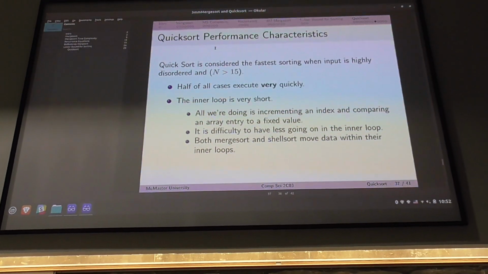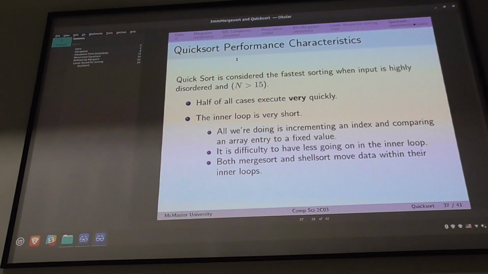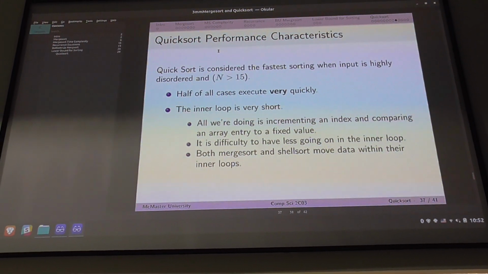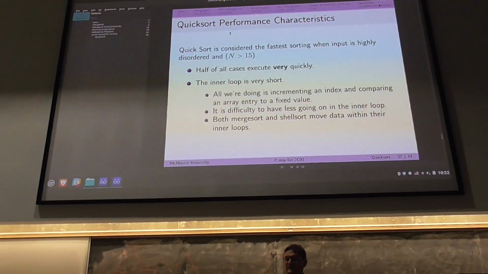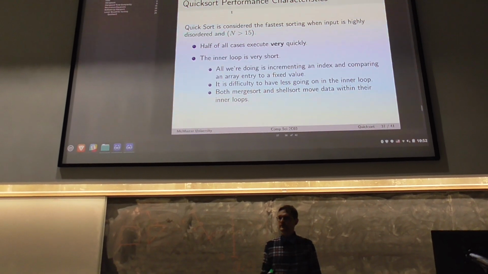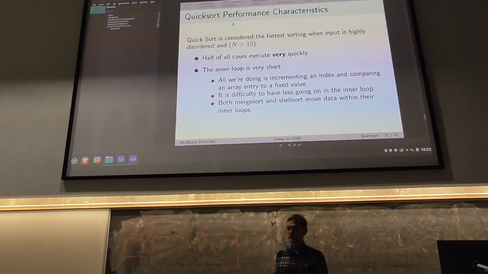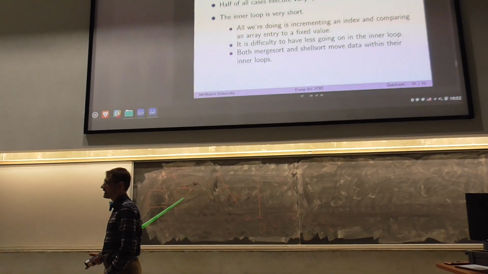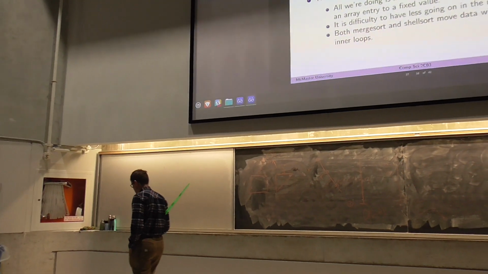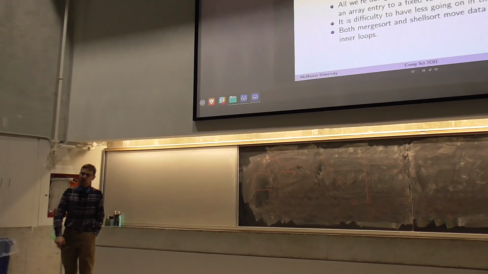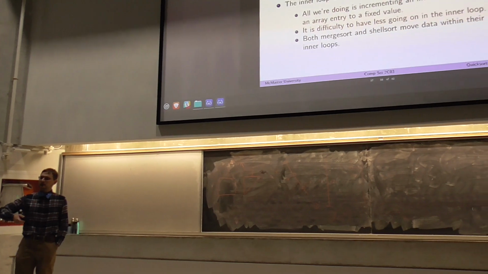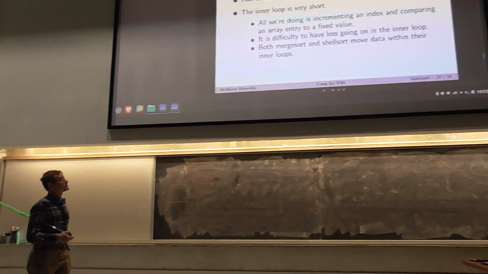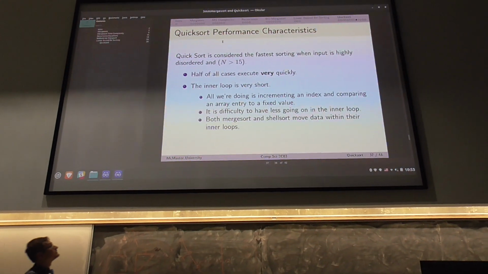Quicksort is considered the fastest sorting algorithm when the input is highly disordered. In a lot of ways, it's kind of the inverse of insertion sort. Insertion sort performs well when the array is already ordered and poorly in proportion to the disorder. Quicksort performs poorly when the data is ordered, but quite well when the data is highly disordered.